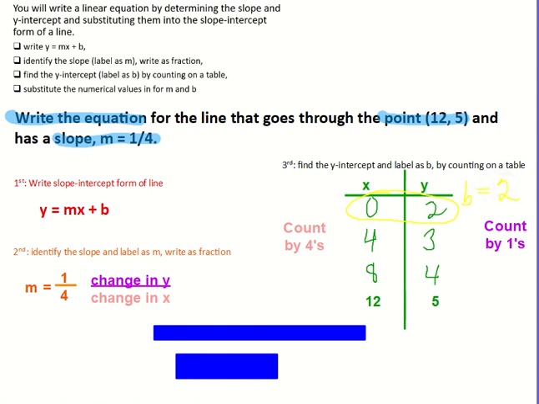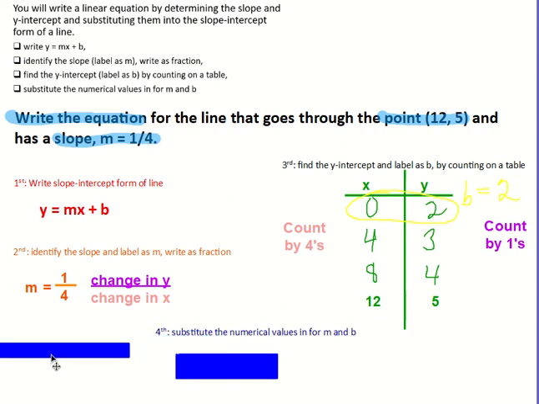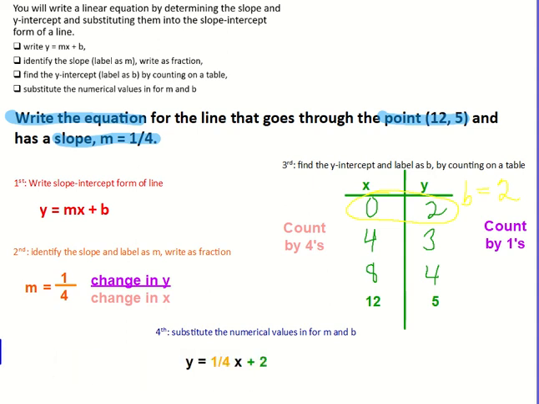From here, since I know b equals 2 and m equals 1/4, I'm going to substitute the numerical values in for m and b. And doing so, I would get the following. y equals 1/4 x plus 2. Again, I just substituted the 1/4 in for the m and the plus 2 in for the b.